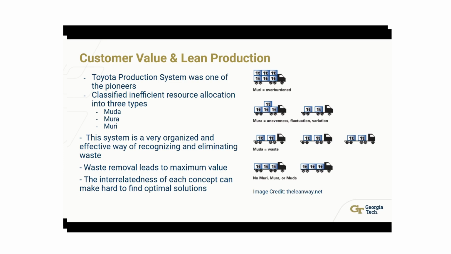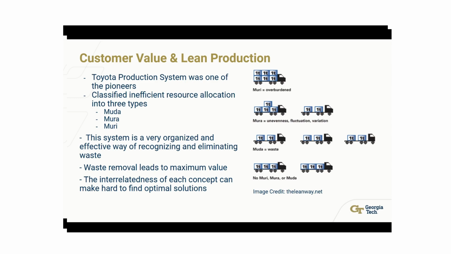Lean production is basically the philosophy that identifying, removing, and eliminating waste is the most important step of the process of maximizing customer value. So Toyota Production System out in Japan was one of the main pioneers of the system, and they basically classified any inefficient resource allocation into three types.